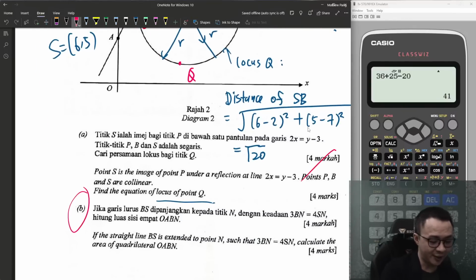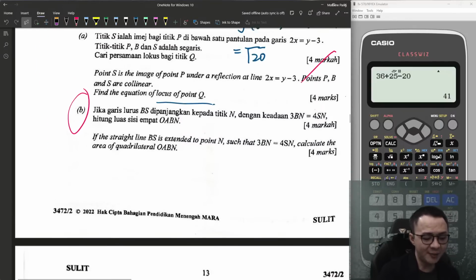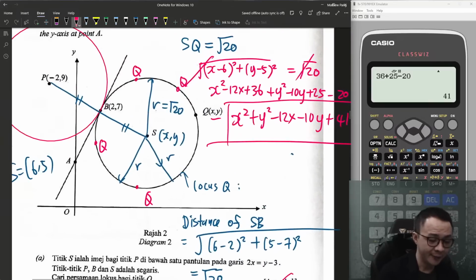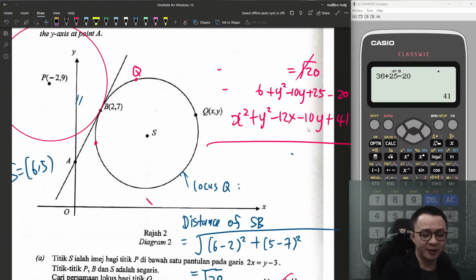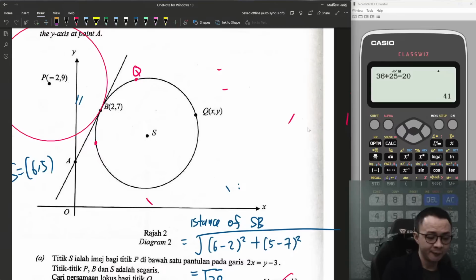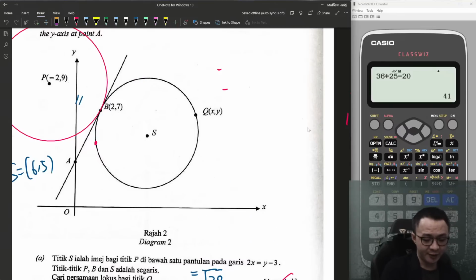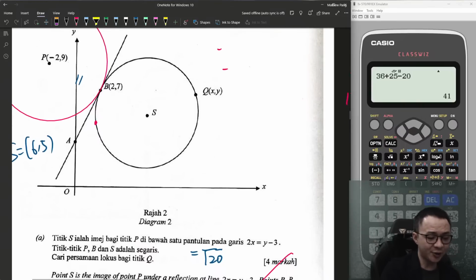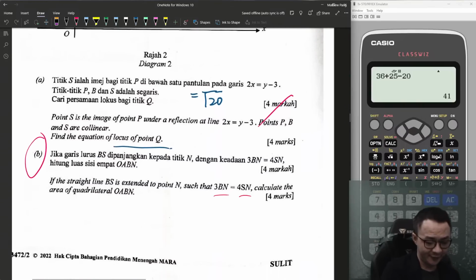Okay, another 4 mark here. If the straight line BS is extended to N, and then such that 3BN is 4SN, calculate the area of quadrilateral OABN. Alright, we want to see where N is. Since I don't think I need the equation of locus anymore, I'm going to erase everything here.